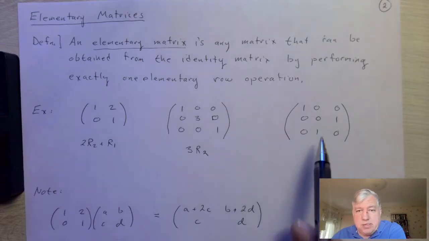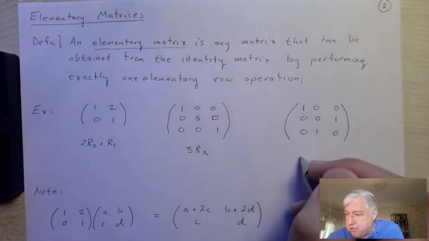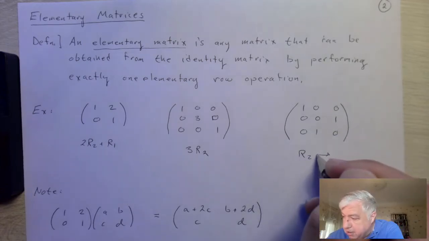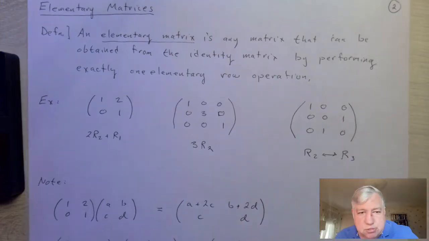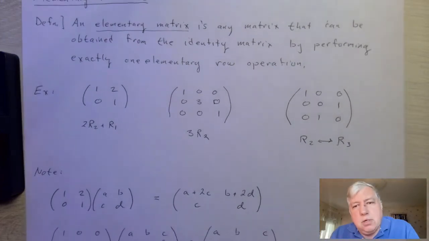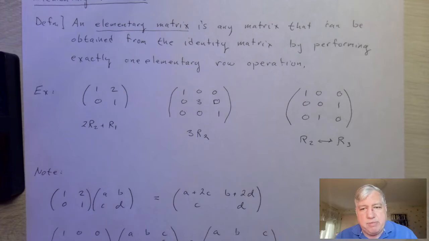And here we can see that we've taken the 3 by 3 identity matrix and we've interchanged the second and third rows. So this would be R2 interchange R3. So you want to think of an elementary matrix as just a way of describing a single elementary row operation. You're just performing it on the identity matrix.